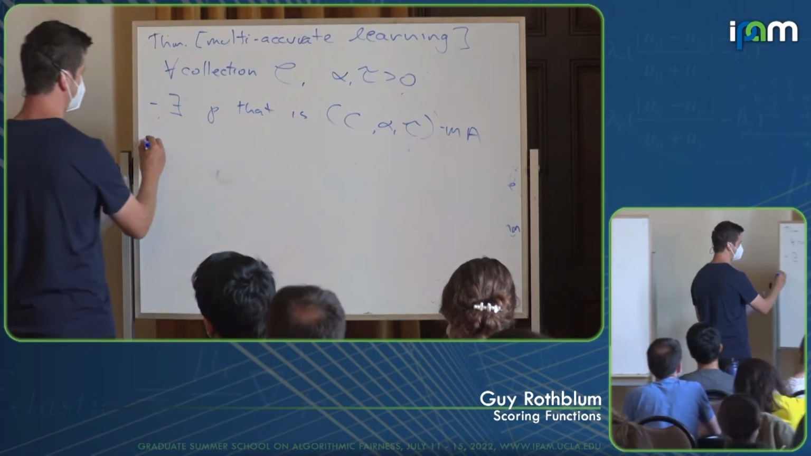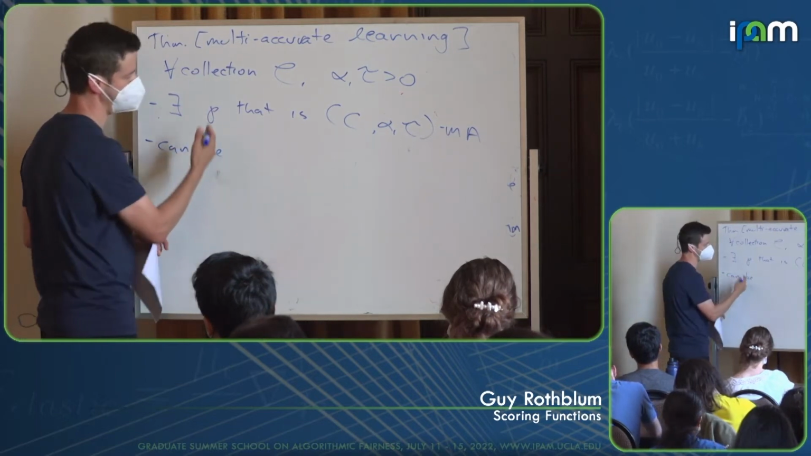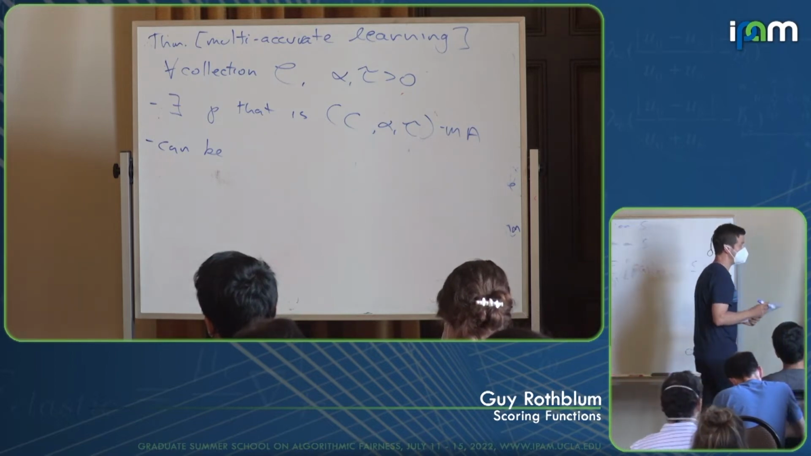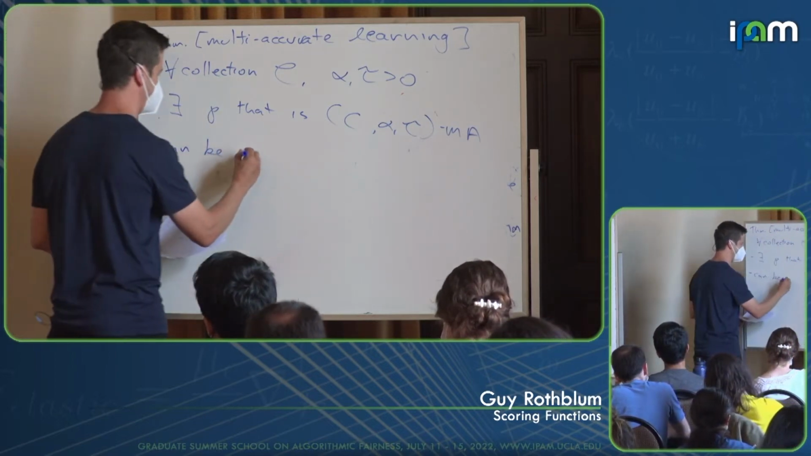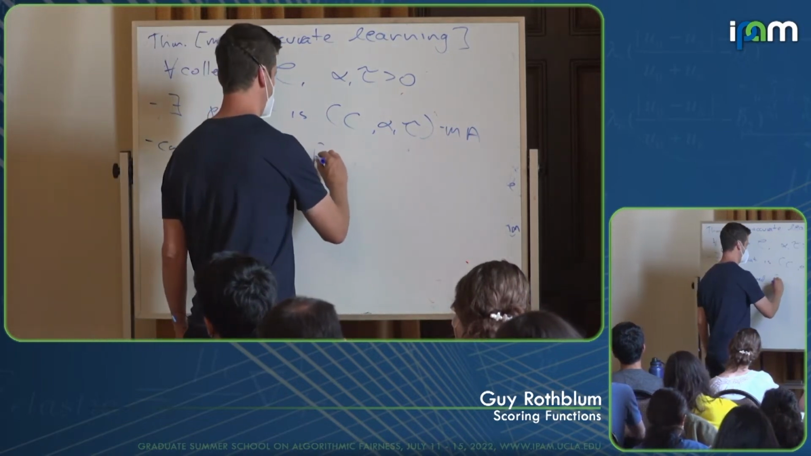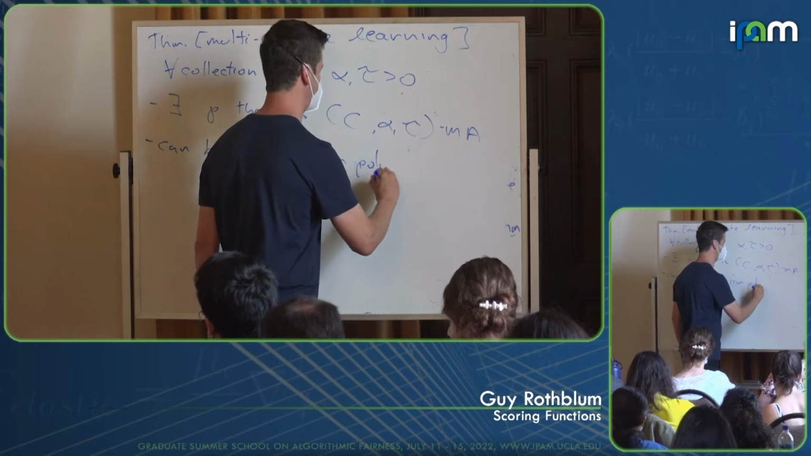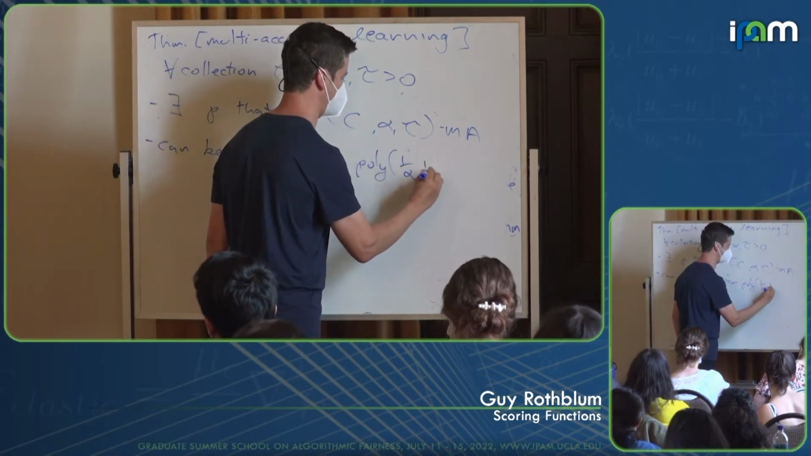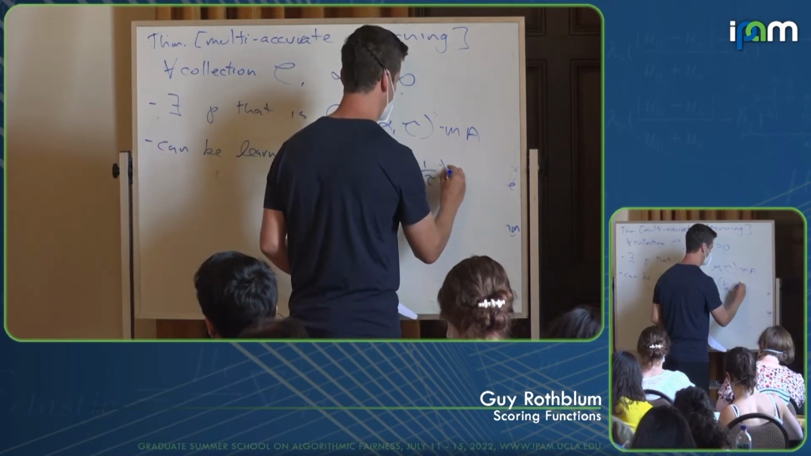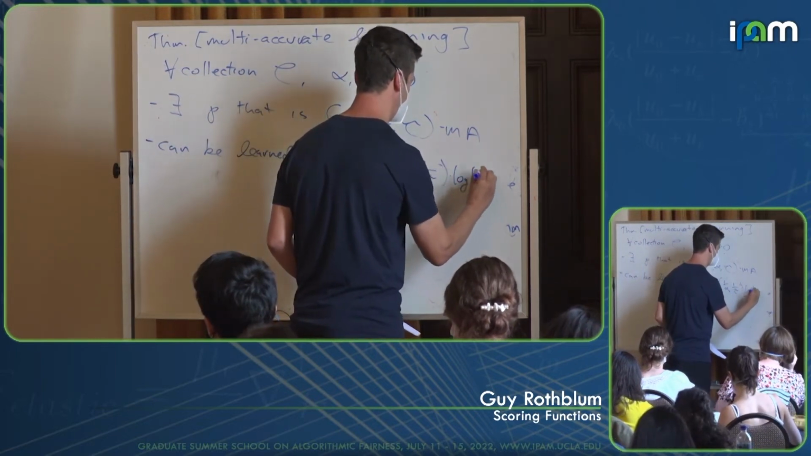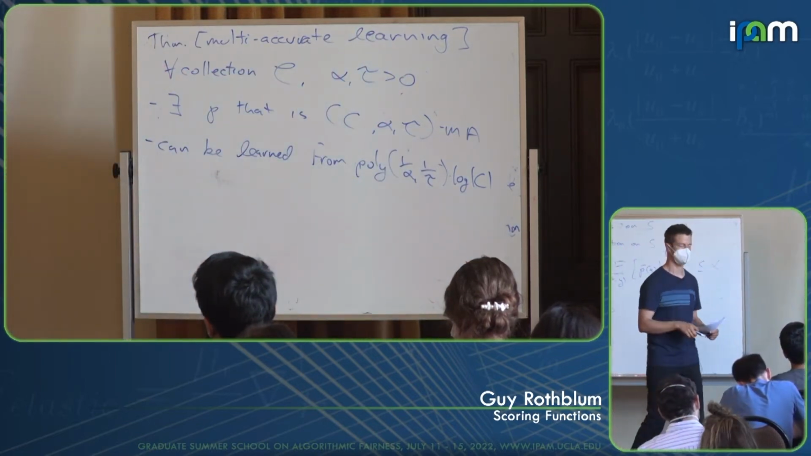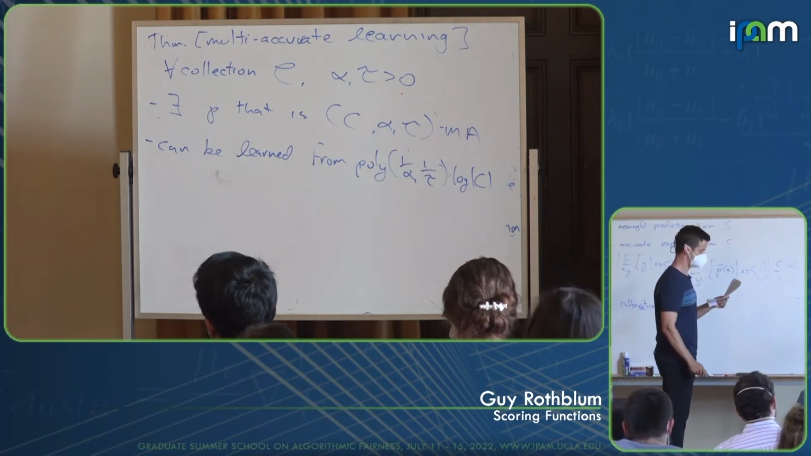It can be learned. There are many such predictors, not just one, but there is at least one. And such a predictor can be learned from relatively few samples. The number of samples is just polynomial in 1 over alpha, 1 over tau, and logarithmic in the size of C. For infinite C's, you could think about replacing this with VC dimension or similar, but I won't do it today.